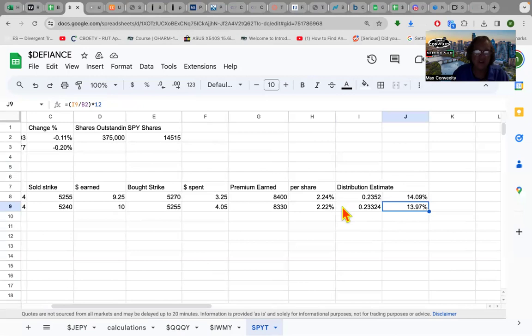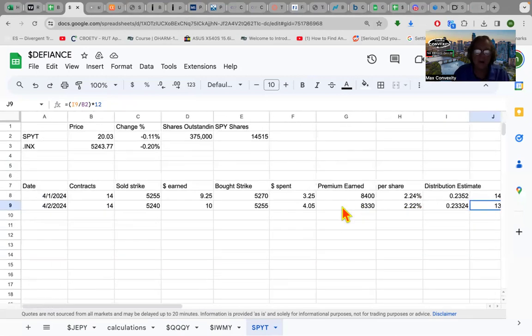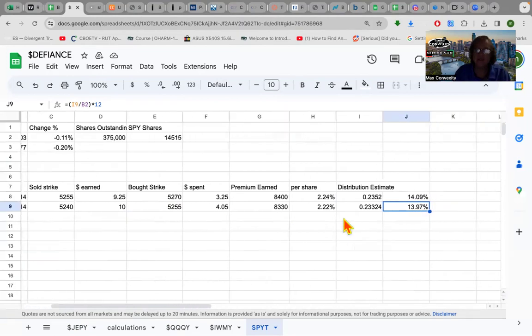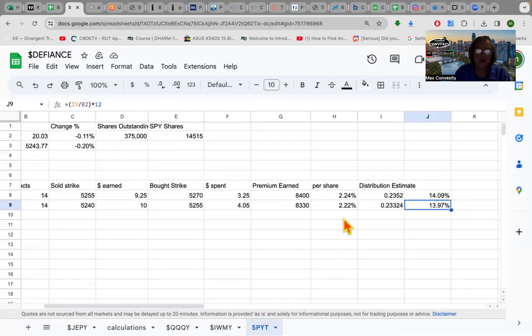Maybe these days they didn't catch very much premium, but you can see this day they sold an option for nine. They caught $6 this first day. The second day, they caught $5.95. Maybe they want to catch more than that.